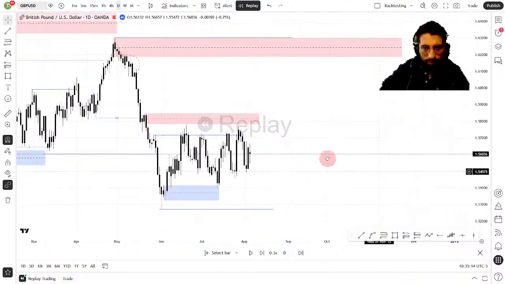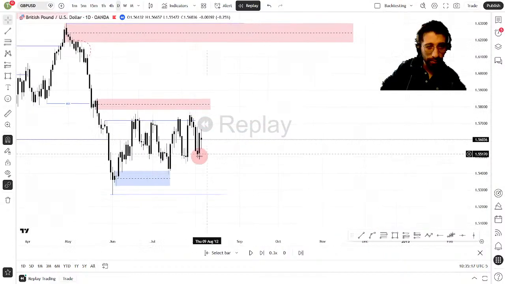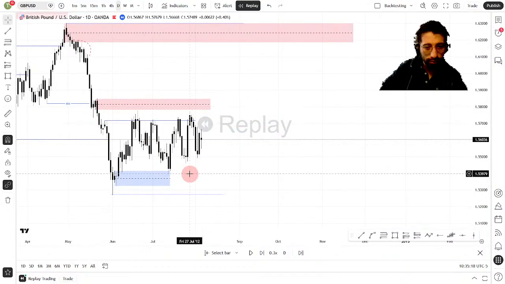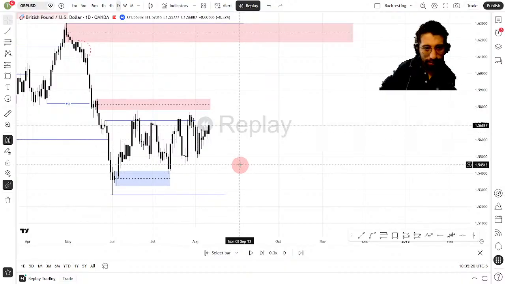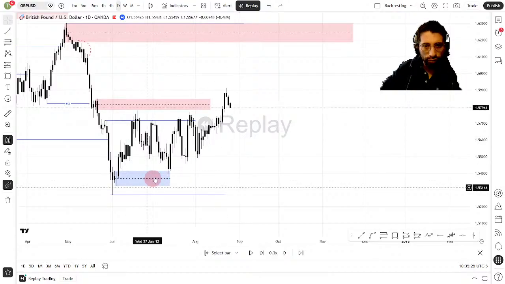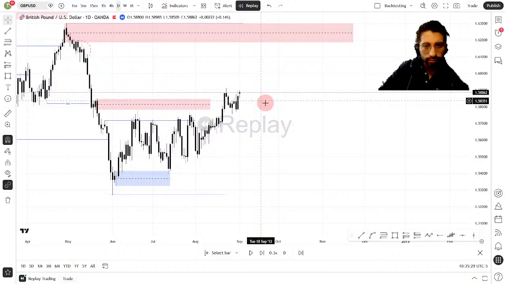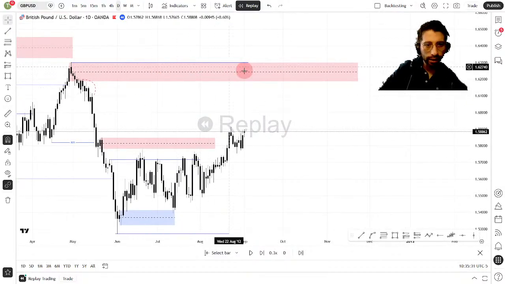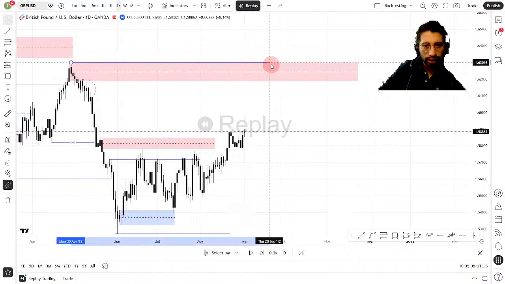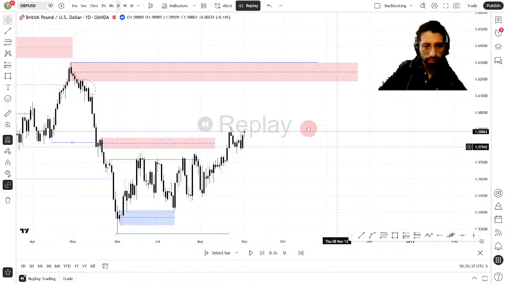Now would this be useful? I don't know. Let's see what happens. Yeah, it was useful. So once you enter here, the price continues pushing up, right? The next level to be mitigated could be this one. I'd rather prefer to see a movement right here. But let's see what happens.